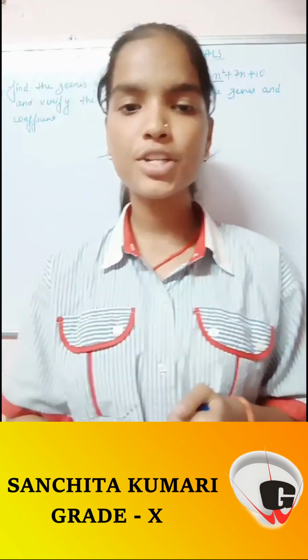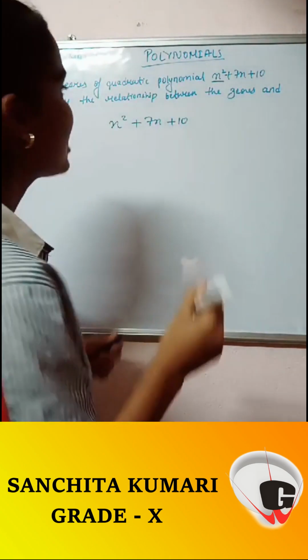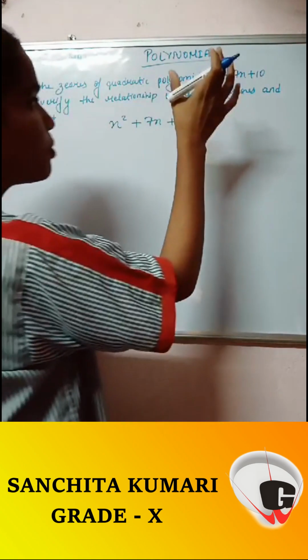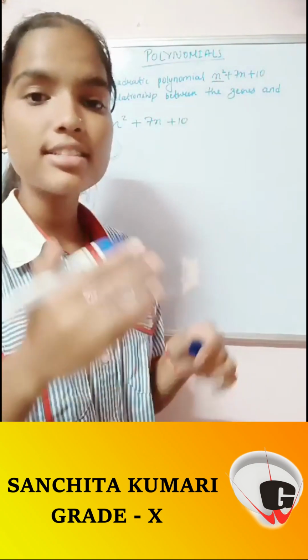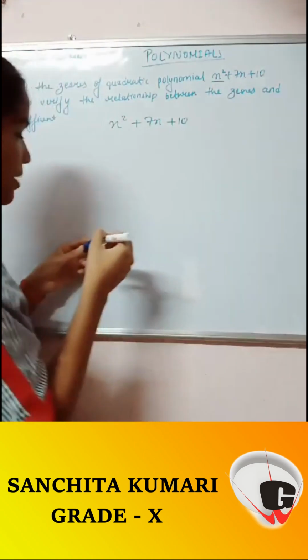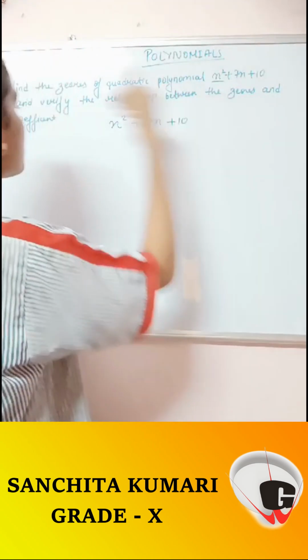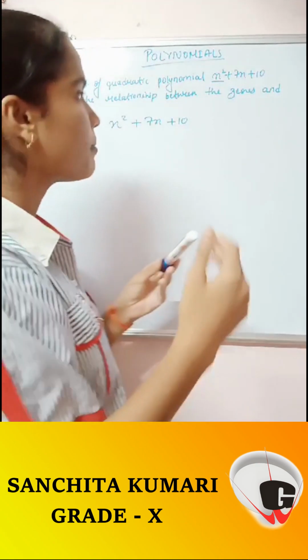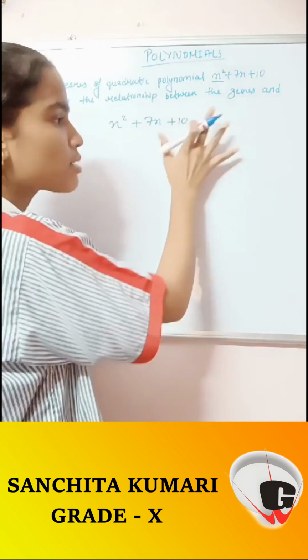So today I am going to explain the chapter polynomials. Suppose you are given a quadratic polynomial, and you have to find the zeros of that quadratic polynomial and verify the relationship between the zeros and the coefficients. So let's talk about this. Suppose there is a polynomial like x square plus 7x plus 10.